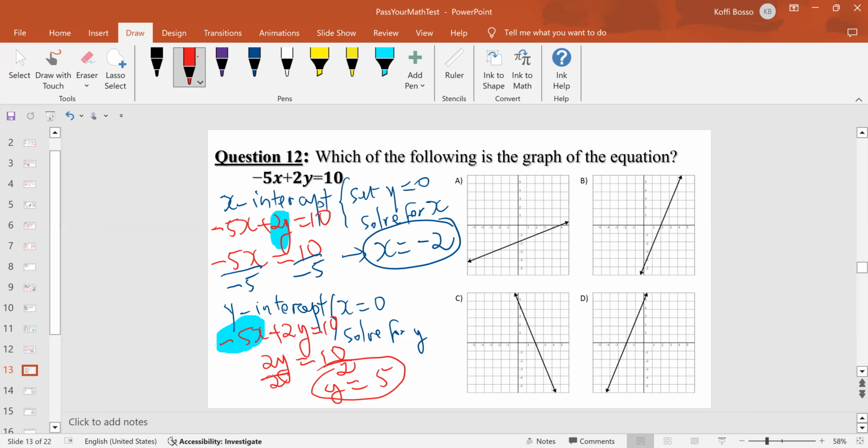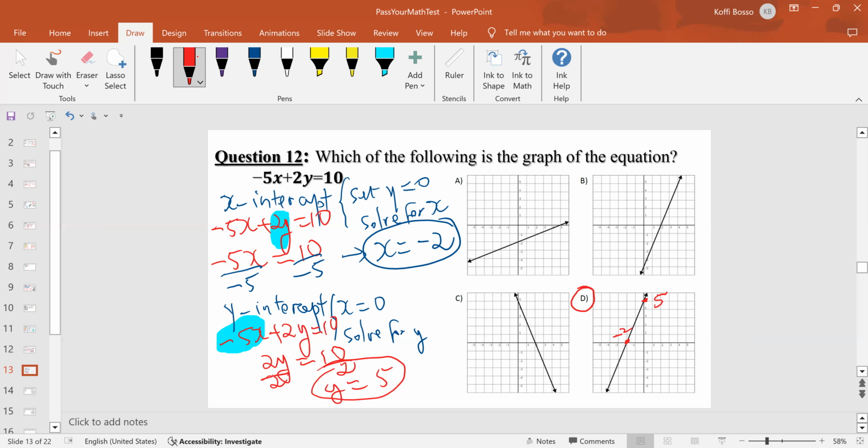If you see graph D, which is the correct choice, that line crosses the x-axis at -2, which is this one here. This is -2. And the y-axis at +5. Yeah. So this is one of the methods.